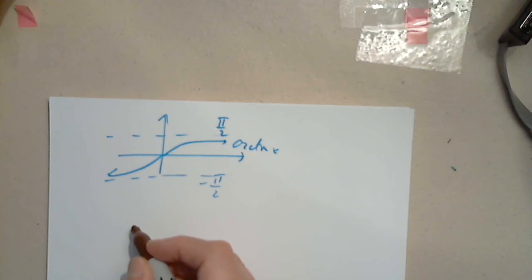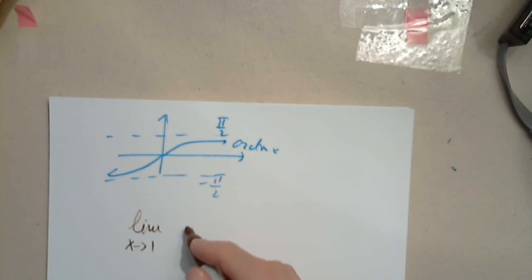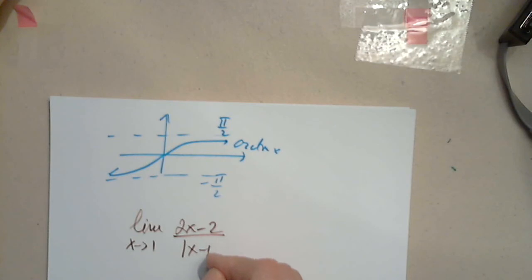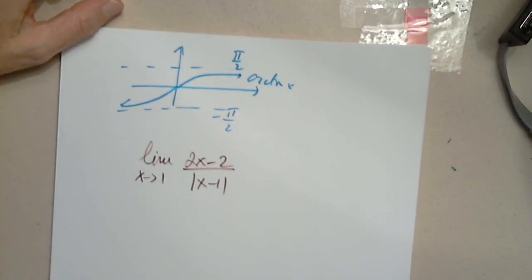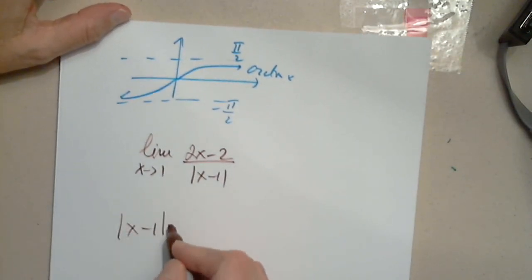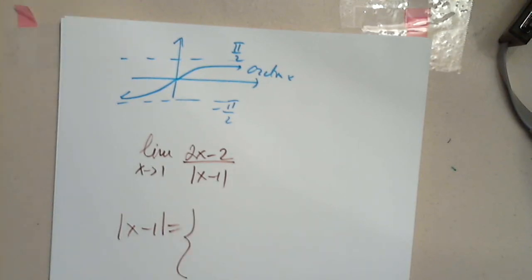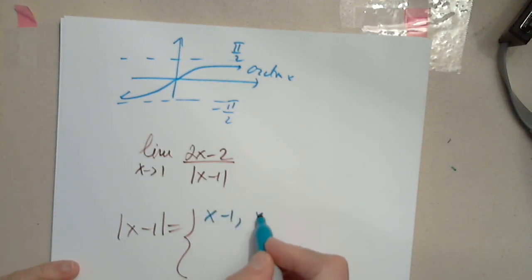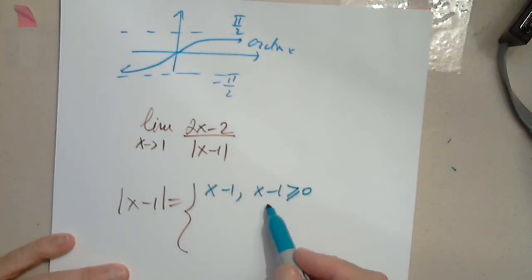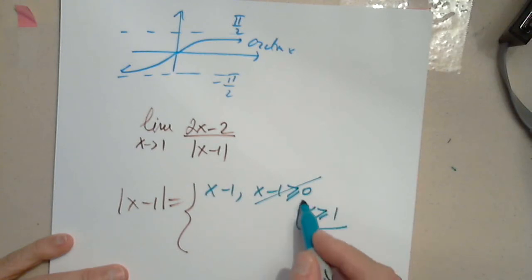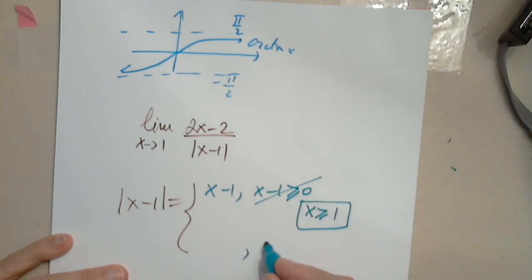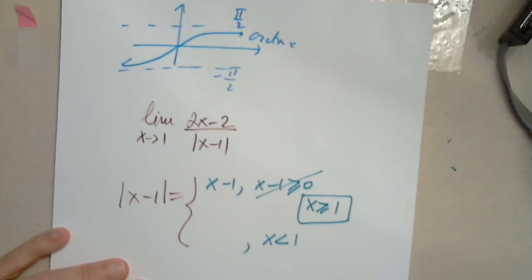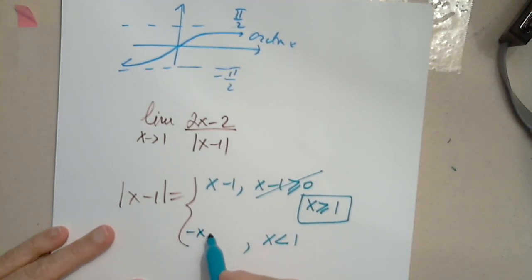Okay. So it's the limit as x approaches 1 of 2x minus 2 over the absolute value of x minus 1. Good. So here we have to go step by step, and we have to start with the absolute value of x minus 1. That has two options. One option is x minus 1, when x minus 1 is greater than or equal to 0, which changes into x greater than or equal to 1. And if that one is greater than or equal to 1, this one must be less than 1, and that is negative x plus 1.